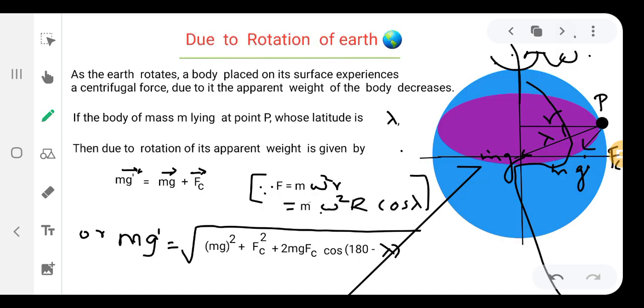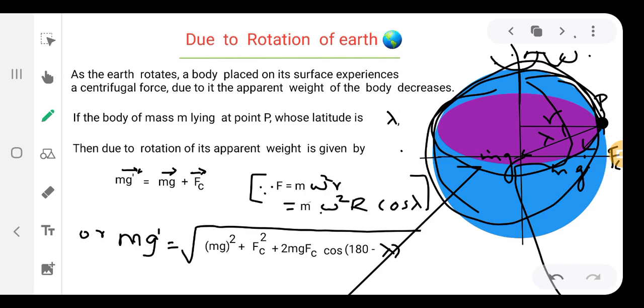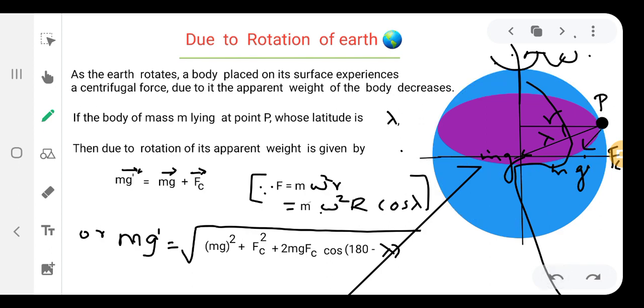Now let us go to the effect of the rotation of the earth. As the earth rotates, a body placed on its surface experiences a centrifugal force. Due to it, the apparent weight of the body decreases. As the body is continuously moving on its own orbit around the earth, it experiences weightlessness, that is, the apparent weight decreases.